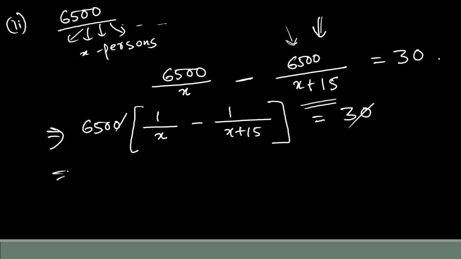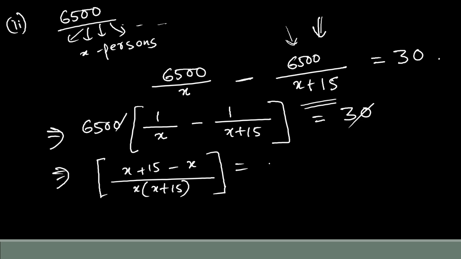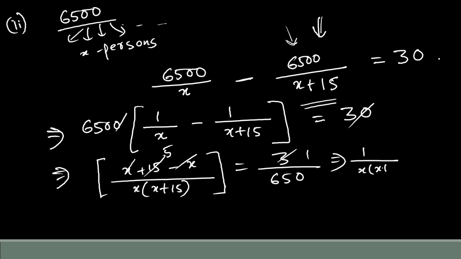And then what you can do is just calculate this. x times x plus 15, the numerator is x plus 15 minus x. This gives us 3 divided by 650. Here x gets cancelled, you get it as 15 only. So this 3 will be 5. And from here you will get 1 divided by x times x plus 15 equals 1 divided by 5 times 650.